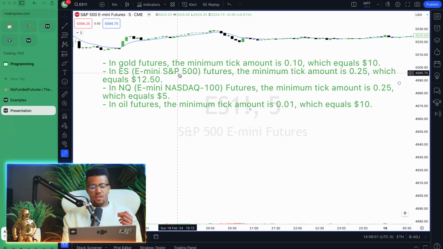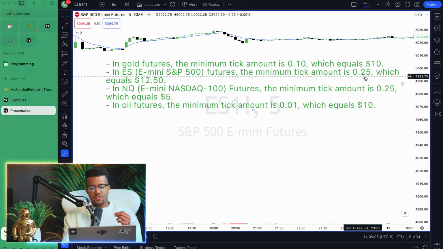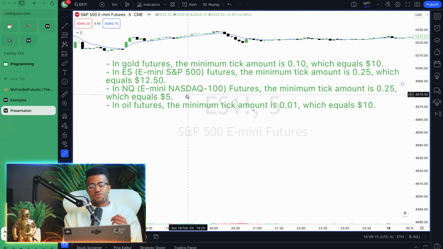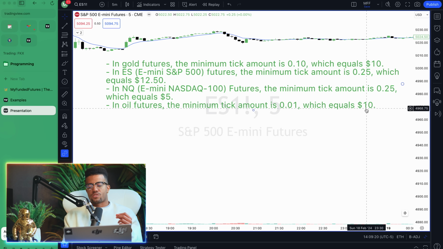In gold futures, the minimum tick amount is 10 cents, which equals $10. In ES, E-mini S&P 500 futures, which is the chart we're looking at here, the minimum tick amount is 25 cents, which is equal to $12.50. In NQ, the minimum tick amount is 25 cents, which equals $5. And in oil futures, the minimum tick is 1 cent, which is equal to $10.